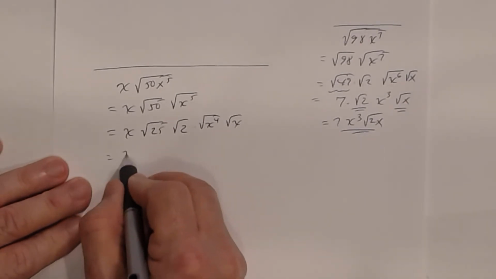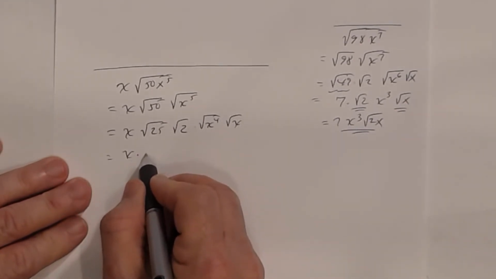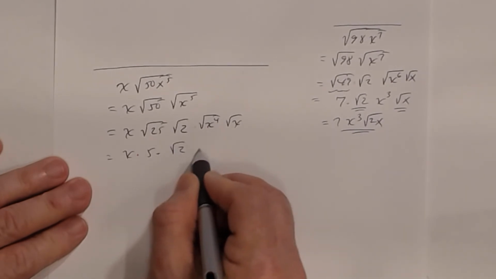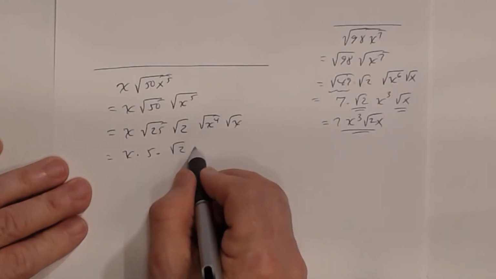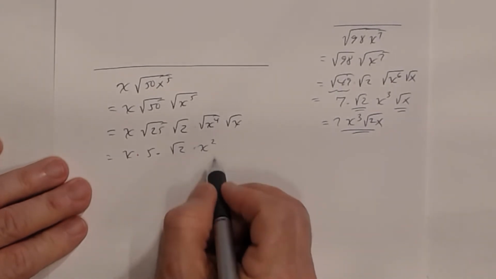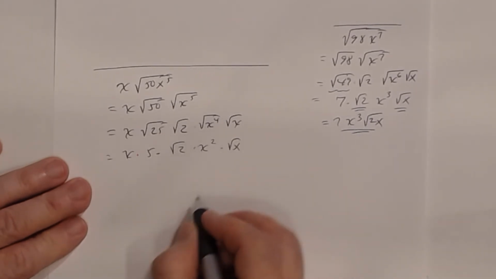Then we're going to simplify each of those. So I have x times the square root of 25, which is 5, times the square root of 2. The square root of x to the 4th is x squared. X squared times x squared is x to the 4th. And then times the square root of x.